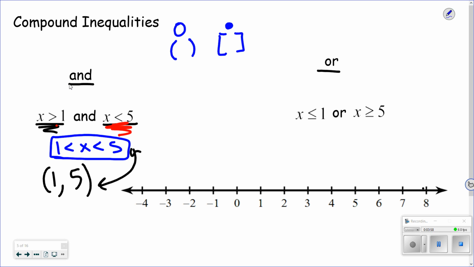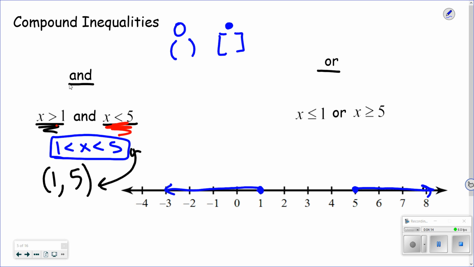So I'm going to go to 1. It's got the equal sign, so I'm going to do a closed dot. X is less than or equal to 1. That means I'm going to be open to the left. Or x is greater than or equal to 5. So it can equal 5, greater than. And with OR, you include them both.